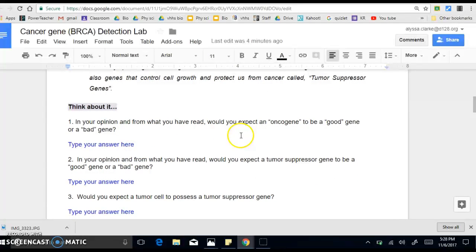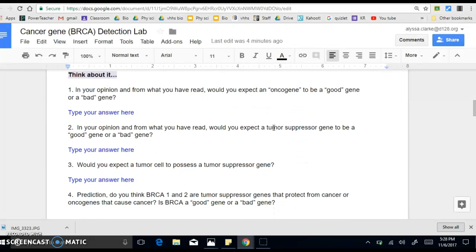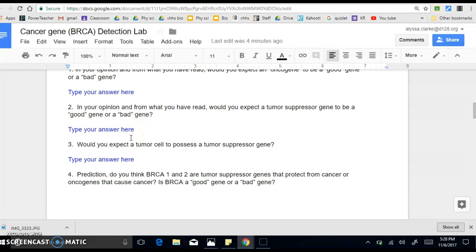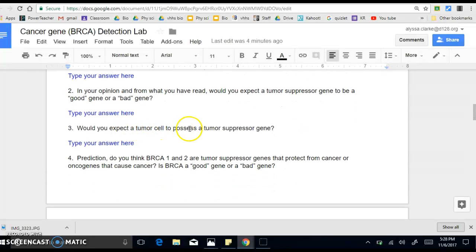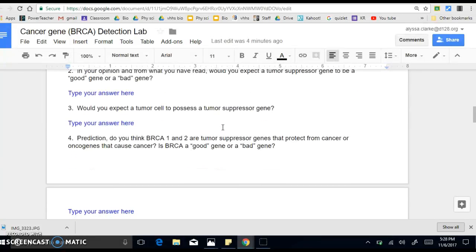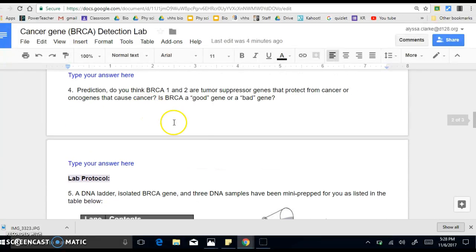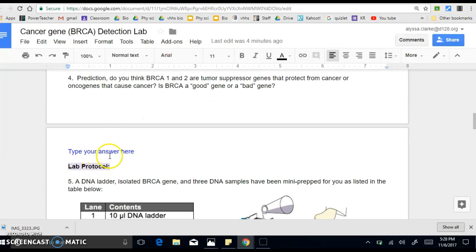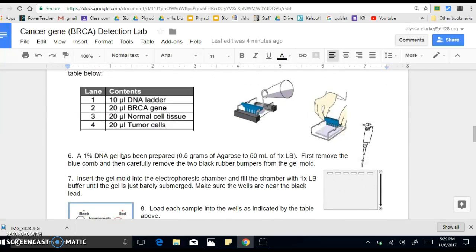Do you believe oncogenes are good or bad? It's your opinion, so you're not wrong. Another opinion question in here: would you expect a tumor cell to possess a tumor suppressor gene? That's an interesting question to bring up. And a prediction: do you personally believe that the BRCA genes are good genes or bad genes? You're going to make a guess right here. And from that hypothesis, we're going to see if your data leads to the conclusion of BRCA genes being good or BRCA genes being bad.